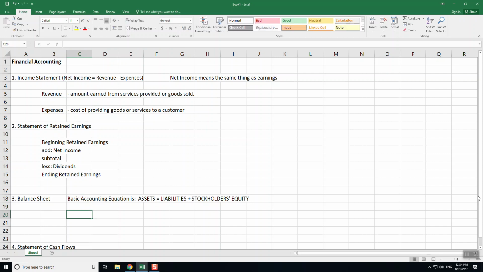Equity. Okay. So we're going to have to talk about those three elements. Because what happens is students confuse revenue with assets, or they confuse liabilities with expenses. They're totally different things. What is an asset? Does anyone know?